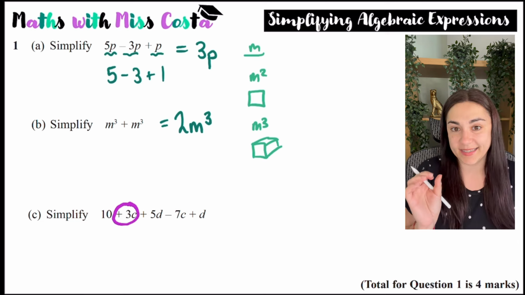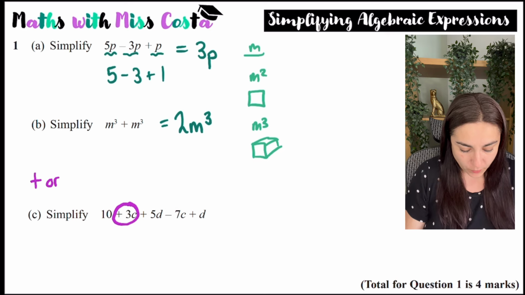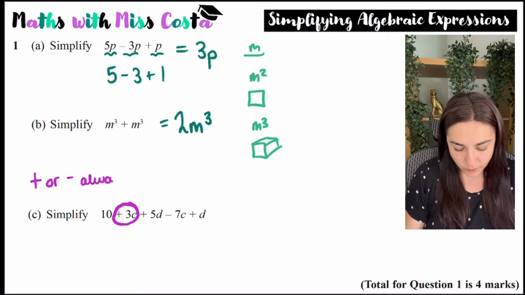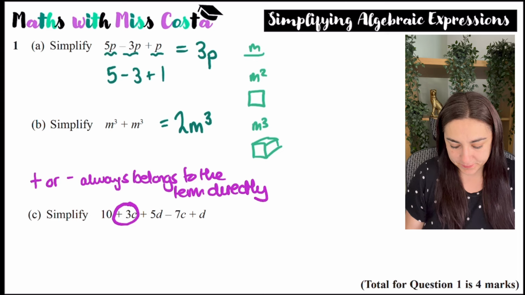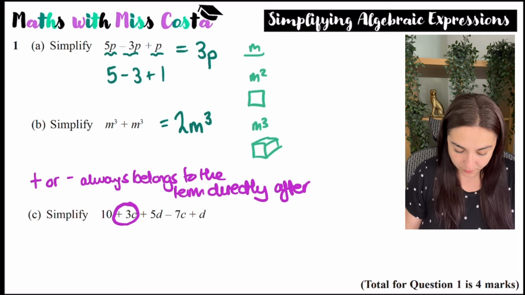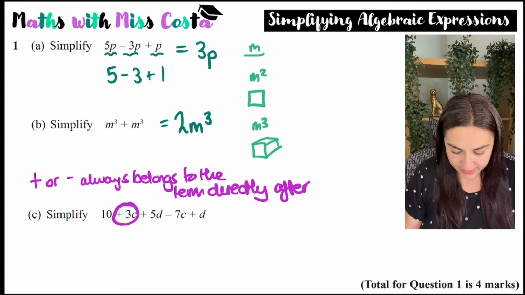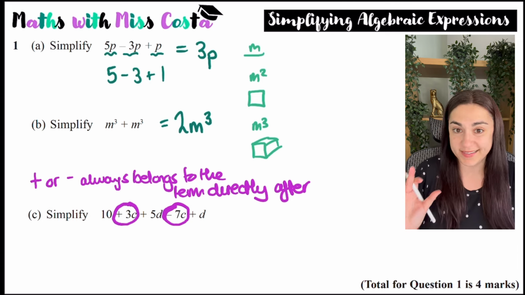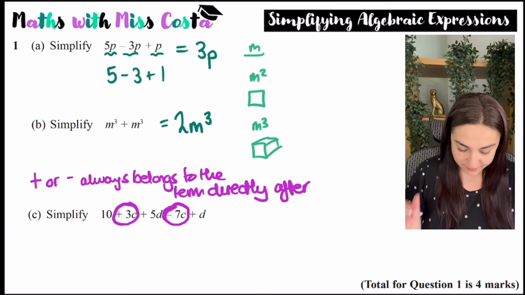Now a key thing is the positive or the negative sign always belongs to the term after it. So that's a really key point. That's why I circled the plus. So I've got positive 3c and minus 7c. They're both in the same letter family. So 3 take 7 gives me minus 4c. So that's what they'd simplify to.